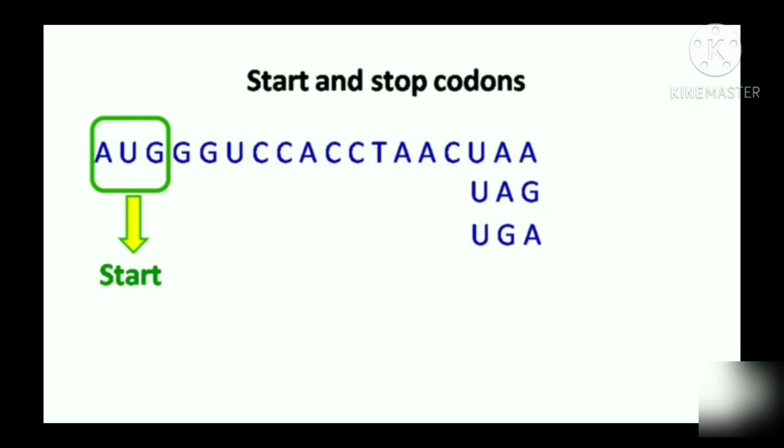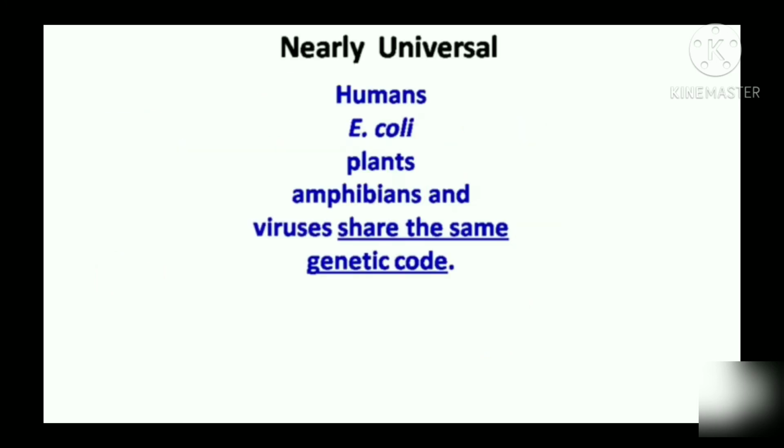AUG is usually a start codon that codes for methionine, and stop codons are UAA, UAG, and UGA. The stop codons are also known as nonsense codons, as they do not code for any amino acid. The genetic code is nearly universal, which means it is the same in humans, bacteria, plants, and amphibians.